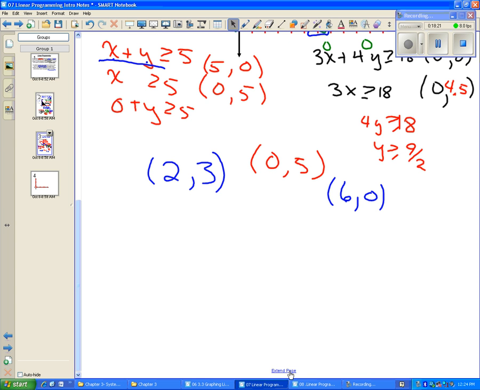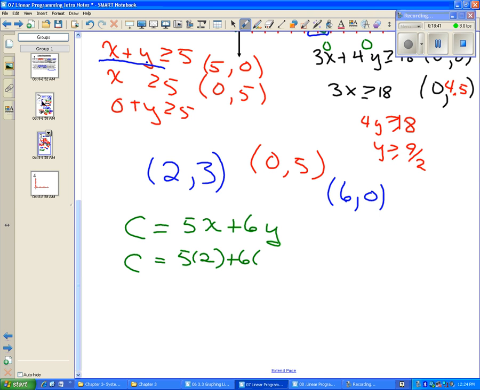So I have to check these against my original equation, my objective function. My objective function is c is equal to 5x plus 6y. And I have to check these 3 points because I want to find the maximum and minimum. So c is equal to 5 times 2 plus 6 times 3. So this is 10 plus 18, or 28. That's my first point. My second point, c is equal to 5 times 0 plus 6 times 0. So c is equal, let's try that again.